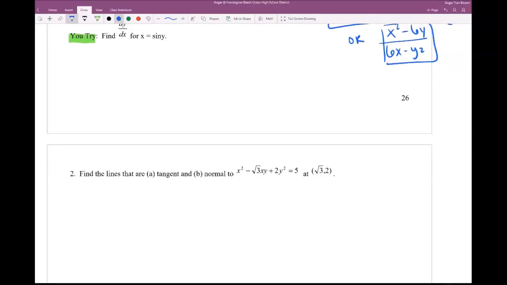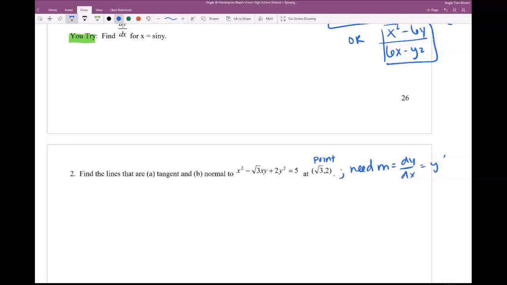All right, example 2, find the lines that are A, tangent, and B, normal to x squared minus radical 3xy plus 2y squared equals 5 at radical 3 comma 2. So we already have a point, okay? I need the slope. The slope is really finding dy over dx, right? So, which is y prime. So let's do that first, okay?